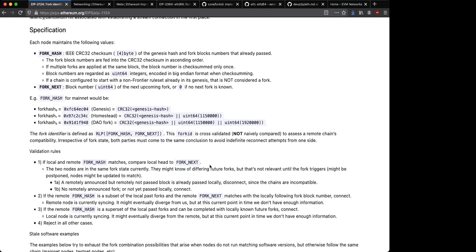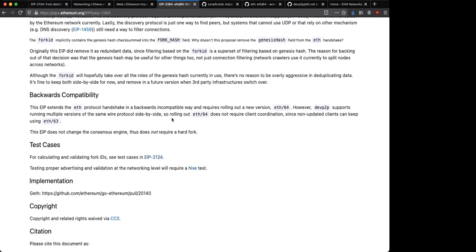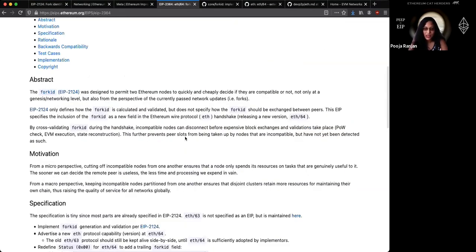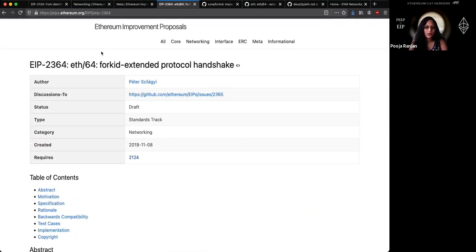So I have a question that is obviously not directly related to this proposal, but as you have mentioned EIP-2364, that is the ETH64 fork ID extended protocol handshake, right? This proposal is an extension of 2124, as I see, by specifying how the fork ID should be exchanged between the peers.